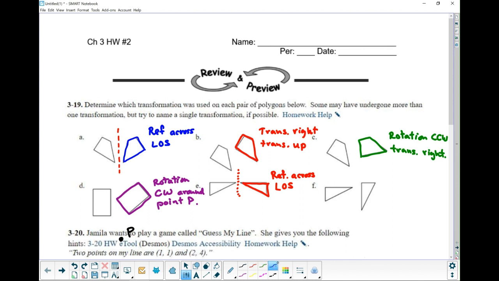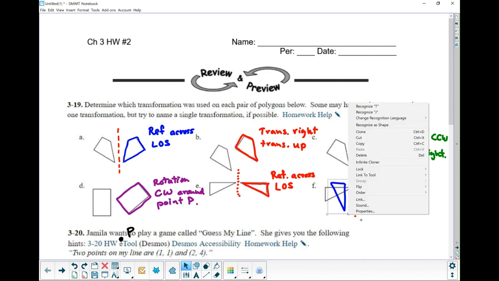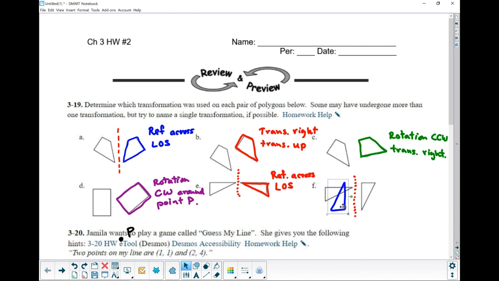Okay, this one right here, F. It's definitely a rotation, so you can take this and rotate it. This one's a little easier, 90 degrees. And if you translate it, you see how it doesn't work, it doesn't fit. Okay, so rotate it 90 degrees, and then you have to do a reflection across that. So take that, and then if I flip it left and right.